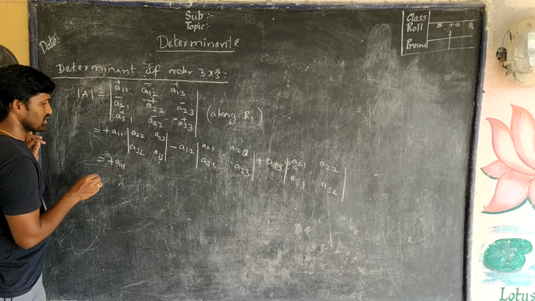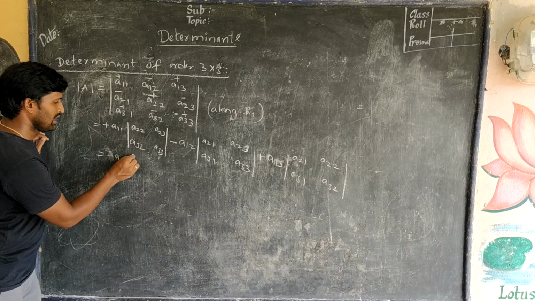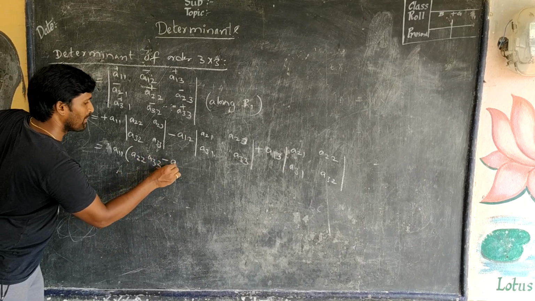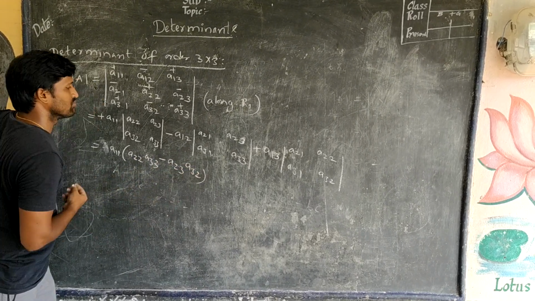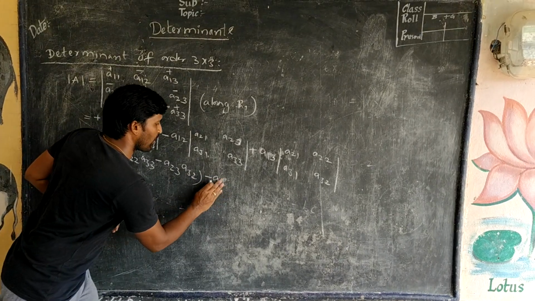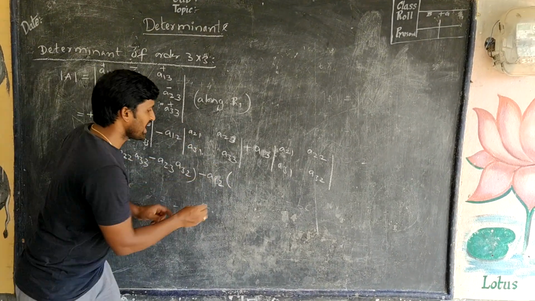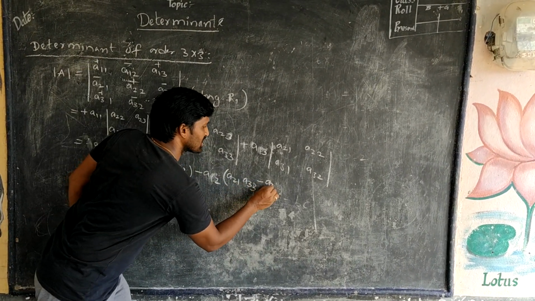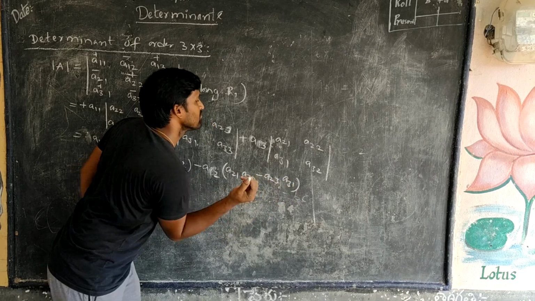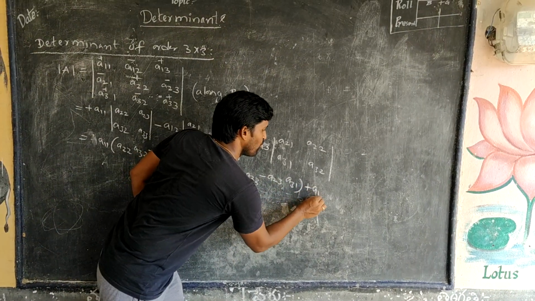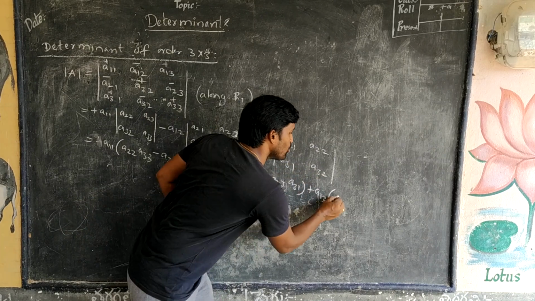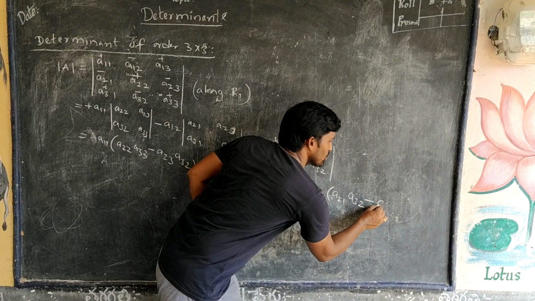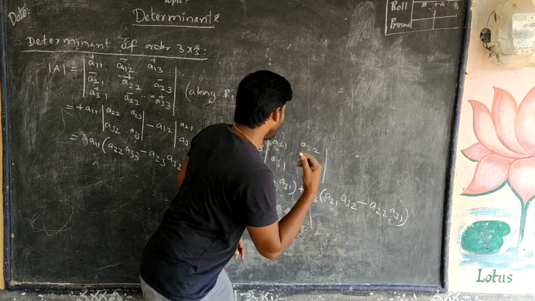Now plus A11 becomes A11 only. We already know how to evaluate this one: A22 into A33 minus A23 into A32, minus A12 into, A21 into A33 minus A23 into A31. Here what is the sign? Plus, A13 into, A21 into A32 minus A22 into A31.